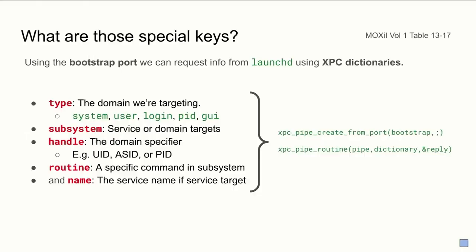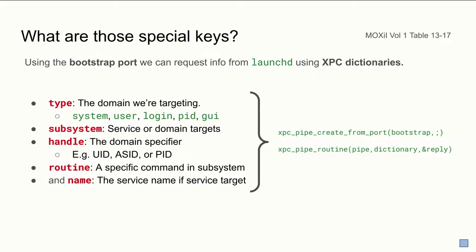So what are those special keys to request information from LaunchD? This is all undocumented, not easy to figure out. So there are 5 main keys here that you're going to want to specify. The first is the type, which corresponds to that domain. The second is the subsystem, which specifies, are you talking about a service target or a domain target? And we're also going to need to use a handle in certain cases because we need to specify which domain we're talking about, right?